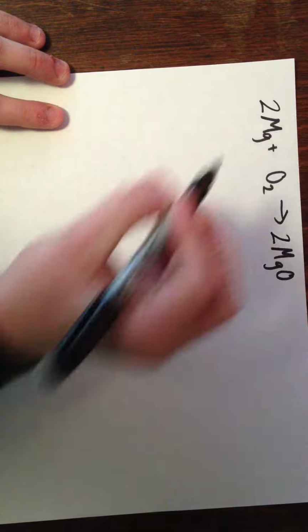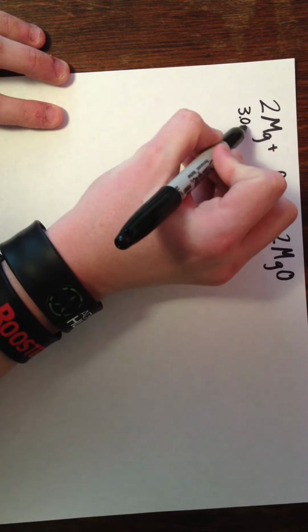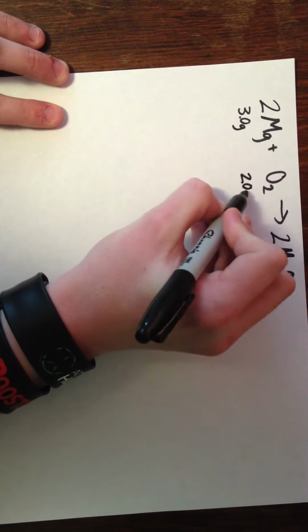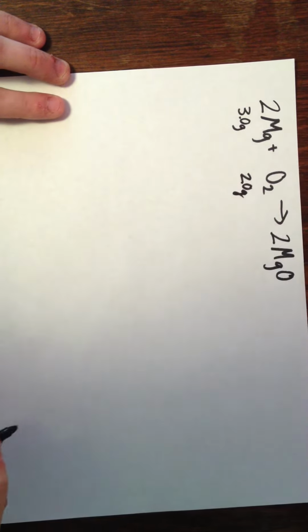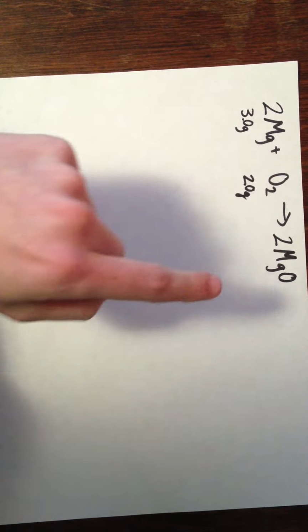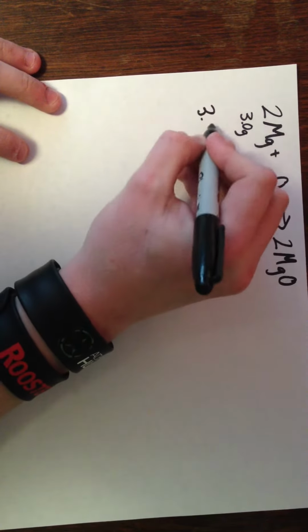So for this equation, we're going to say that we have 3 grams of magnesium and 2 grams of oxygen. And first, what we have to do is convert both of these into magnesium oxide so that we can see how much magnesium oxide it makes for both of them. So first off, we're going to start with magnesium here.